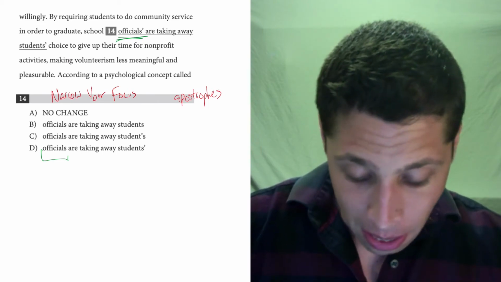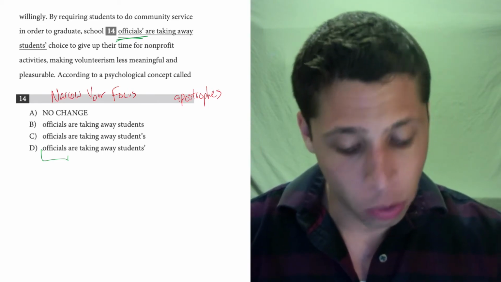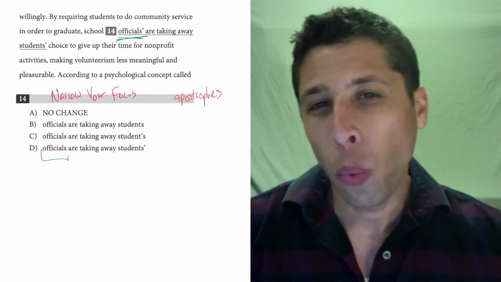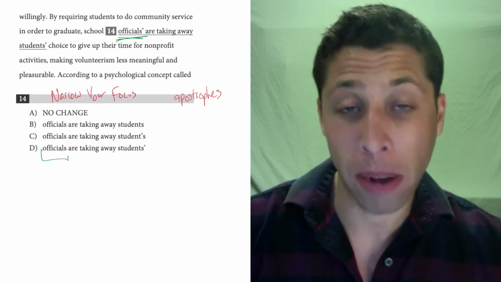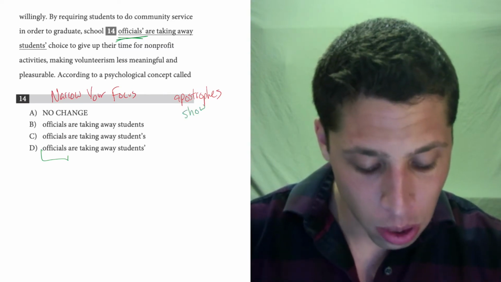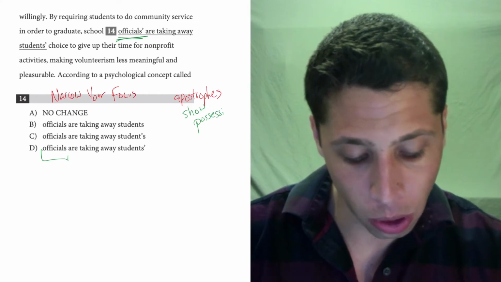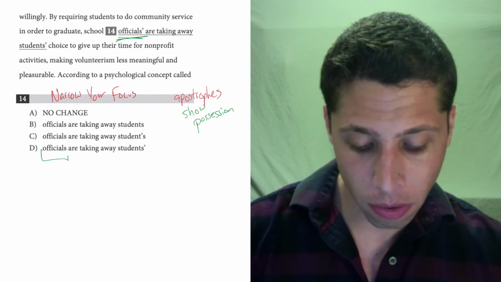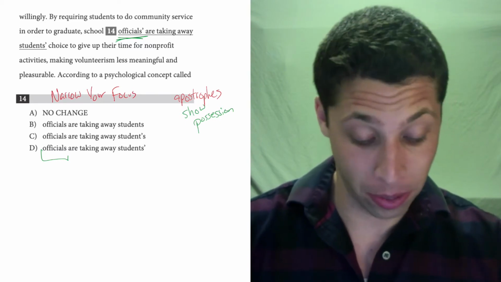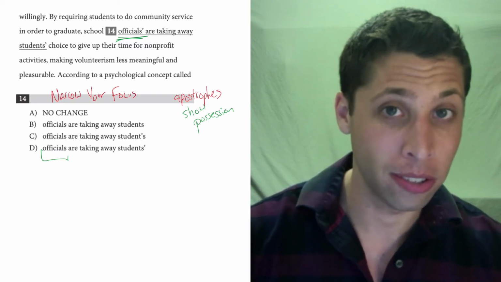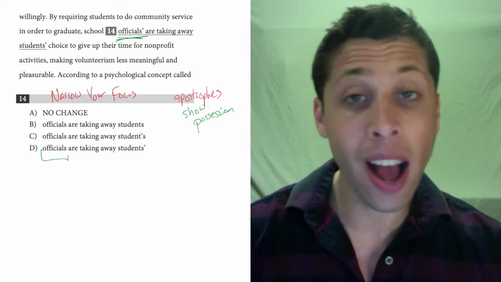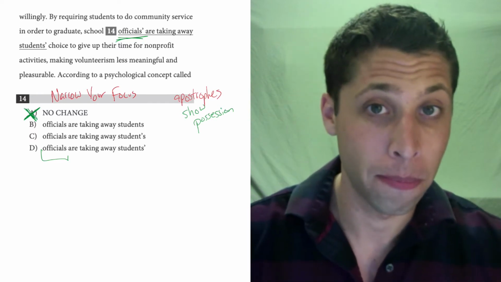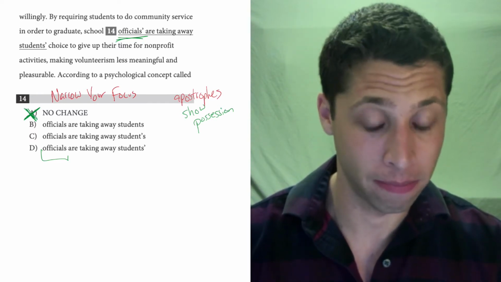So it says, by requiring students to do community service in order to graduate, school officials are taking away students' choice. Well, we are supposed to use an apostrophe to show possession or ownership or belonging, and the officials aren't owning anything here. They're doing something. They're taking away students' choice. So we do not need an apostrophe on the word officials. They're not owning anything in this case.